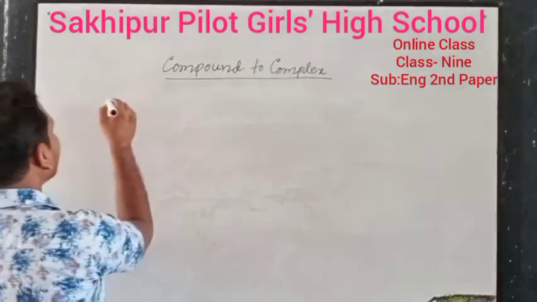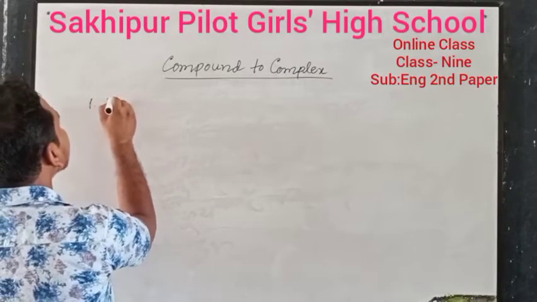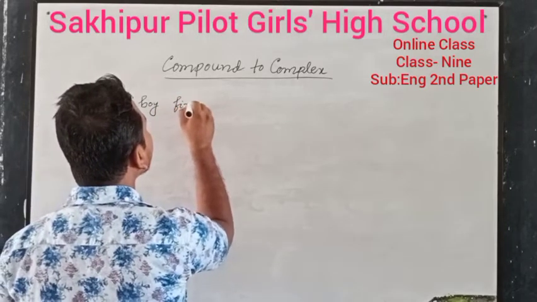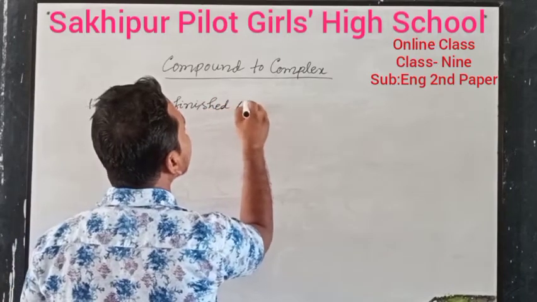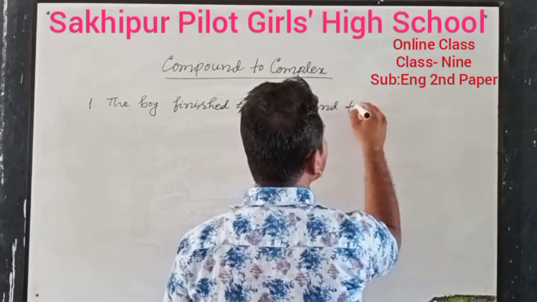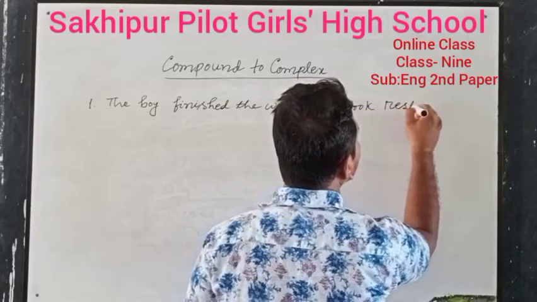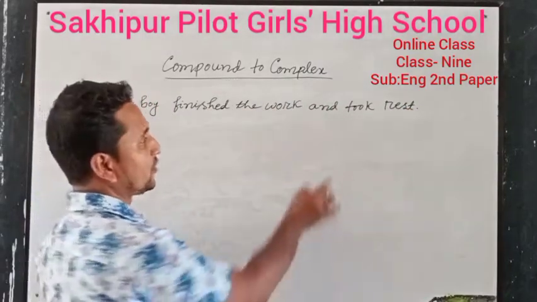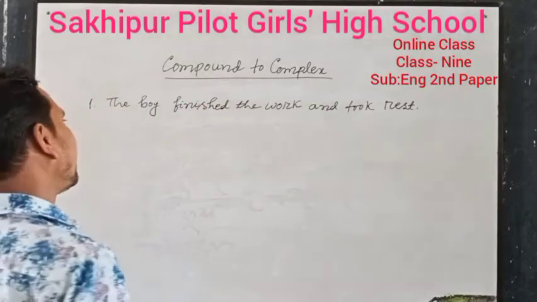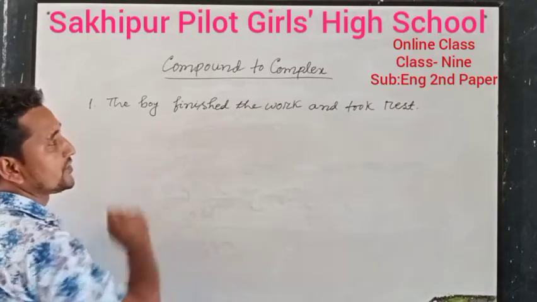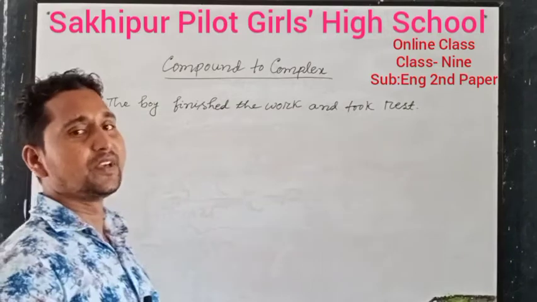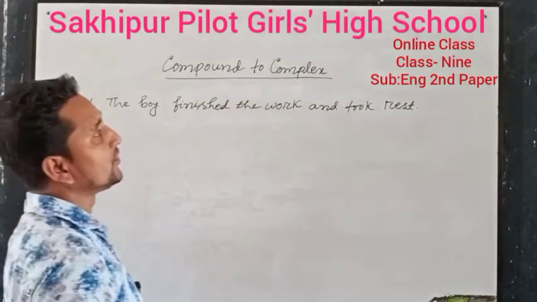Okay, dear students, come to the rules. Rule one: The boy finished the work and took rest. Here you can see the conjunction "and" and there is only one subject, the boy. If there is no subject after "and", and you are to change it to complex, at first you have to write since, as, or when. If the first clause indicates any reason, then you have to write since or as. If the first clause indicates any time, then you have to write when at first. These are the signs of a complex sentence.